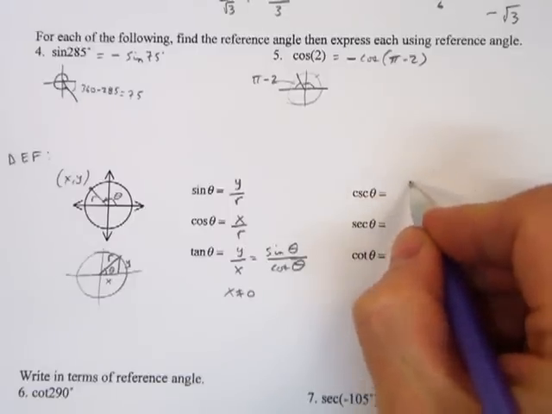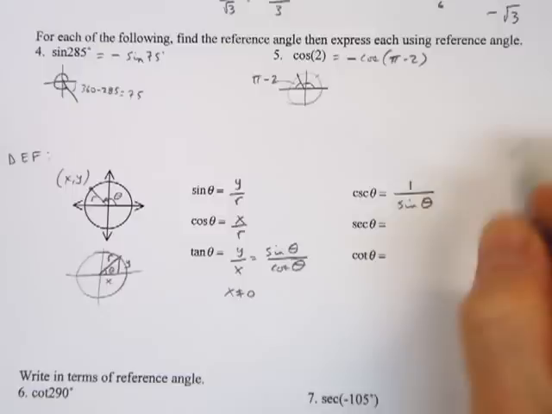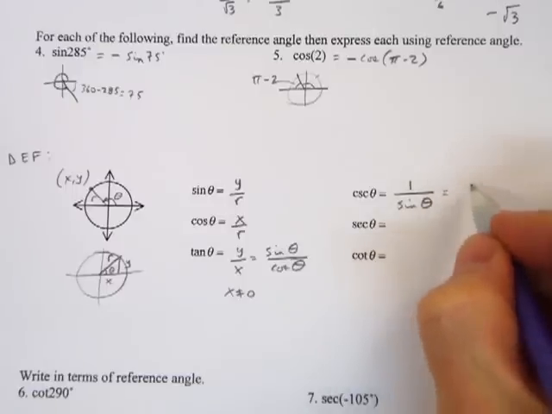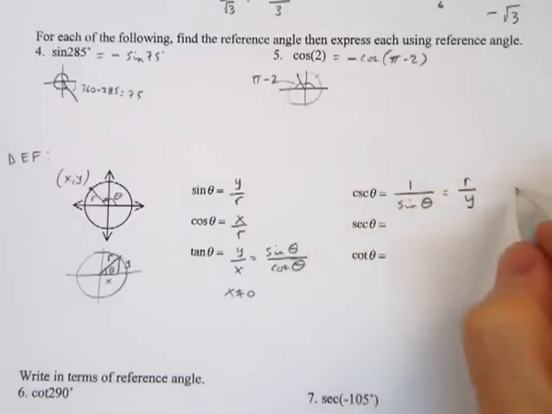Now I'm going to do this just a little differently. Cosecant is 1 over the sine of theta, and that's going to be r. So in other words, the reciprocal of sine, so it's going to be r over y. And over here, y cannot be 0.